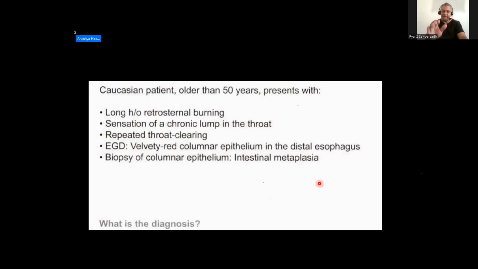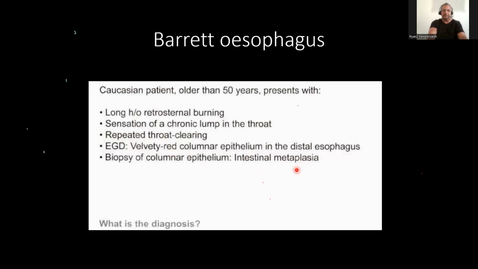You're going to see the salmon-colored kind of pinkish area. And the biopsy of the columnar epithelium shows you intestinal metaplasia. And that's what we're talking about, right? That is definitely going to be Barrett's esophagus. Absolutely.